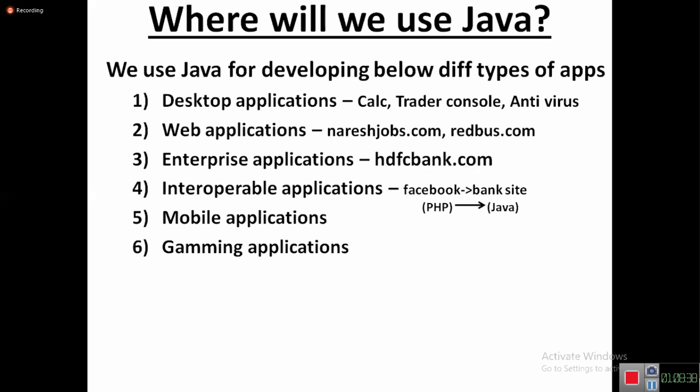Then next, one more type of application can be developed using Java. What is that? Robotic applications, Chitti applications.